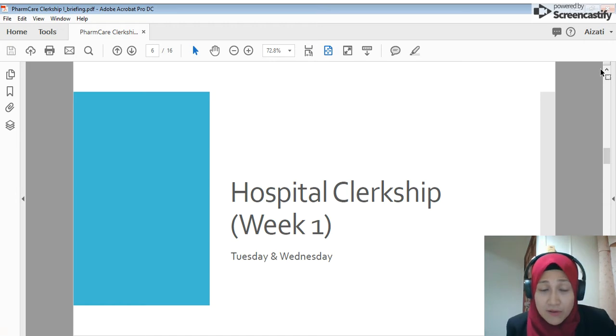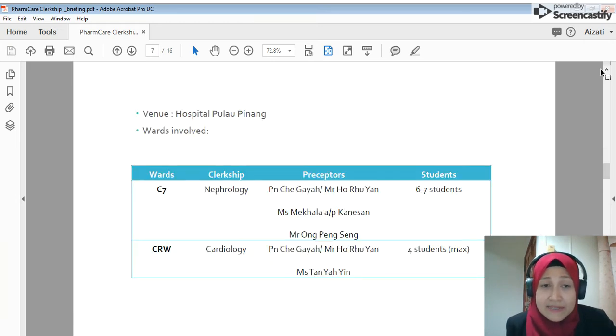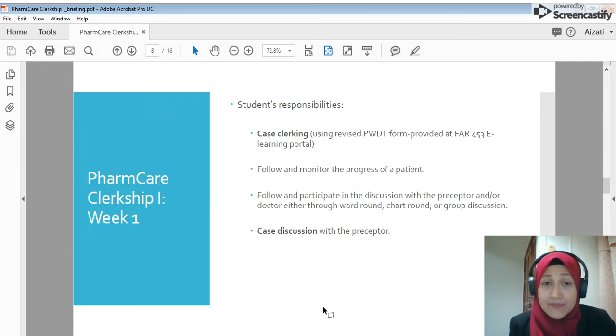Okay, so in week 1 you will go to the hospital on Tuesdays and Wednesdays. You will go to C7 and CRW, so you will divide yourselves into 2 groups. The first group consists of 6 to 7 students, and the other group is a maximum of 4 students. The first group will go to C7. Puan Gaya or Mr. Ruyan will be the USM preceptor there, and they will wait for you. The ward pharmacists in each ward are Ms. Bekala and Mr. Ong for C7 and Ms. Tan for CRW. They will be your preceptors.